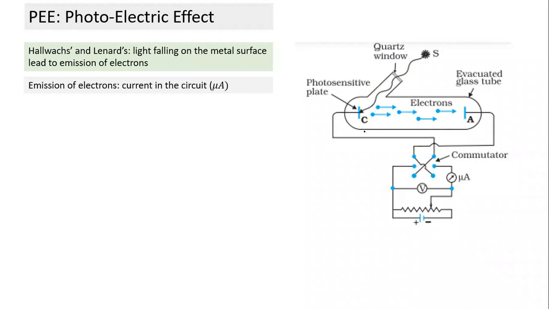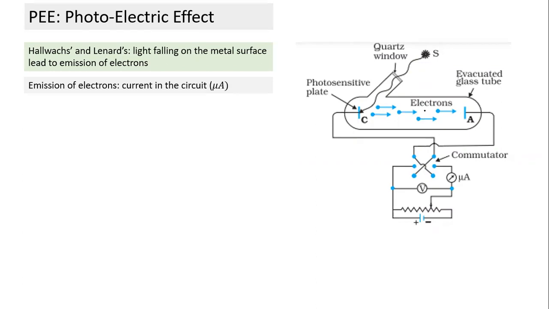We provide these two ends, one you can call anode and the other cathode. They are connected to a battery, and there's a commutator. The purpose of the commutator is that we can make either plate the higher potential. So we can make the photoelectric plate at a higher potential, or we can make the other one higher.